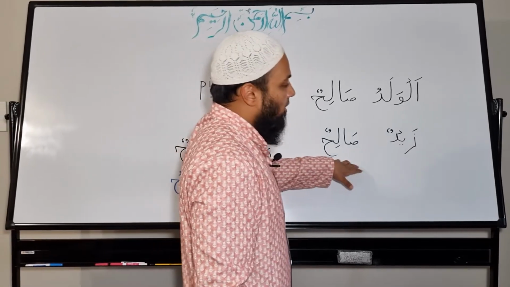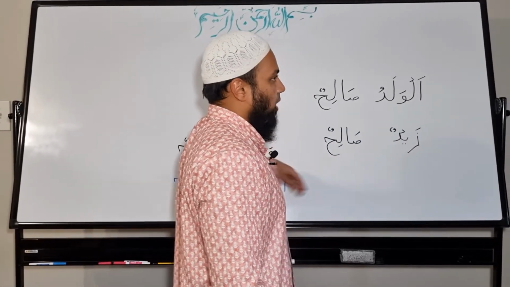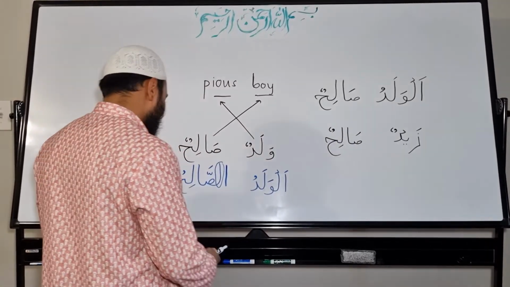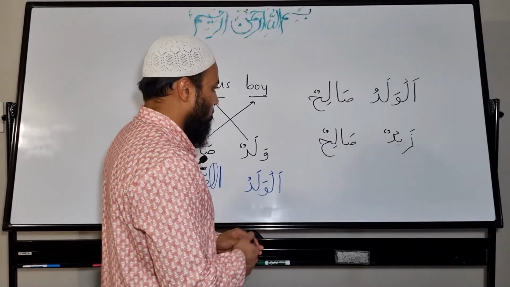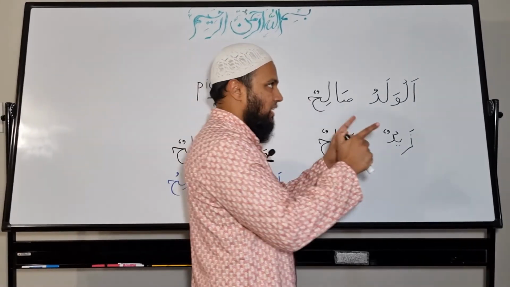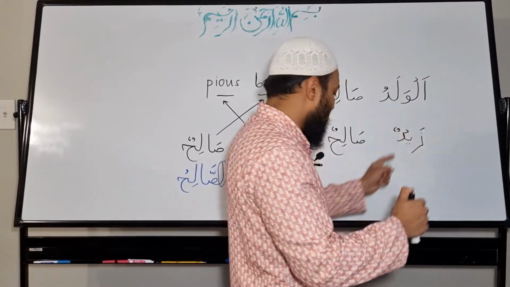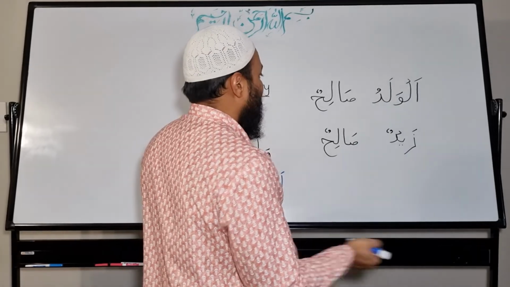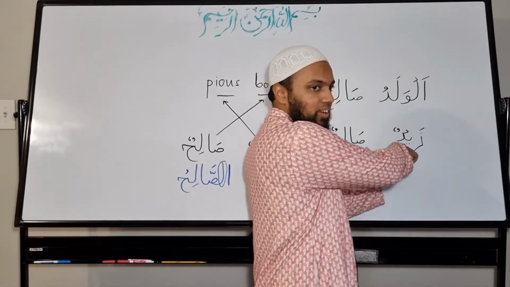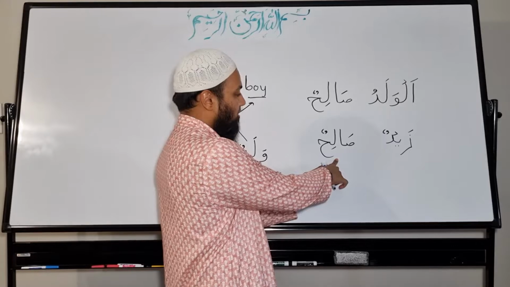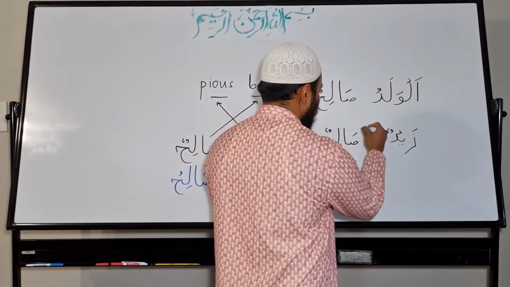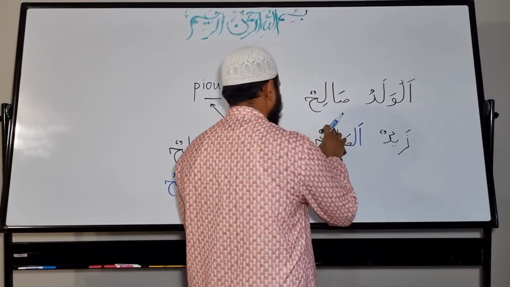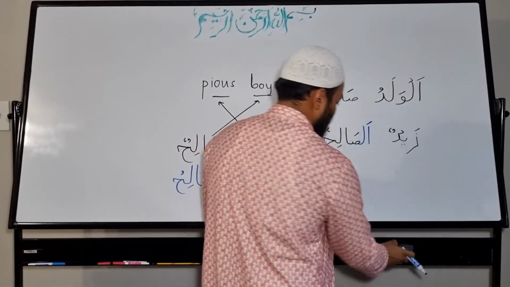If I want to convert this jumla ismiya into murakkab tawsifi, how do I convert that? It is very simple. In murakkab tawsifi, the sifa follows the mausuf, right? So who is the mausuf here? Zaid, right? Zaidun is the mausuf. It is ma'rifa and this is nakira. So what do I do? I add alif lam and remove the tanween.